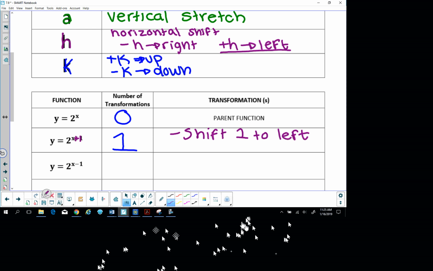So all we're doing is they give you the equation and you're just saying the transformation. So this is similar to how the transformations work during quadratics. What about -1? What would that be? To the right. So we would have 1 and it shifts right 1.